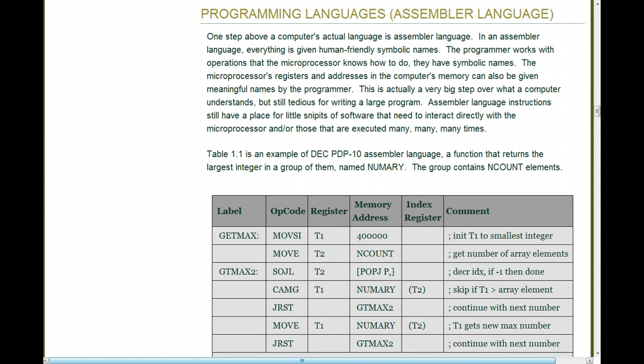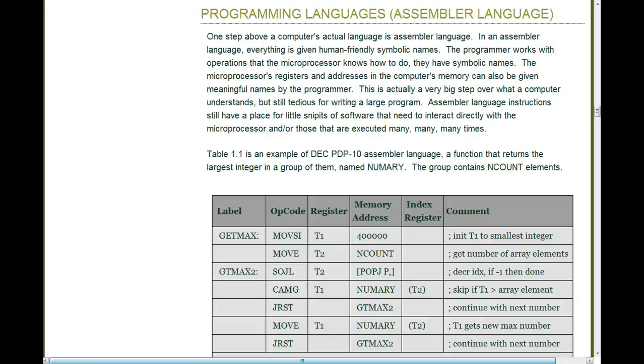Below the level of programming languages, one step above a computer's native language is what is known as assembler language, where everything is given human-friendly names. A programmer works with operations that the microprocessor knows how to do, but they have names. The microprocessor's registers and addresses in the computer's memory can also be given meaningful names.